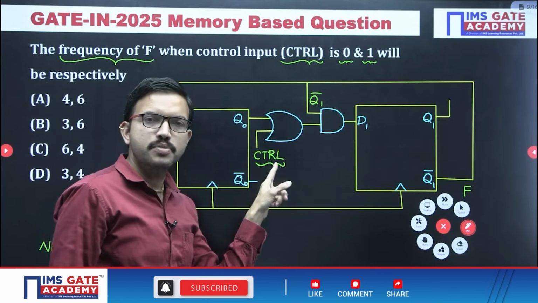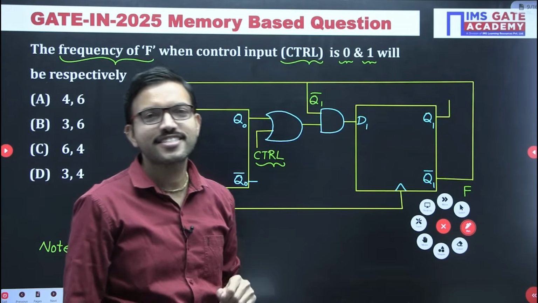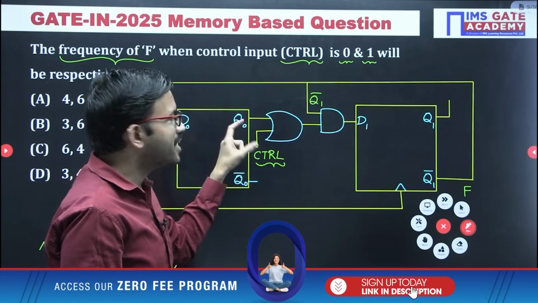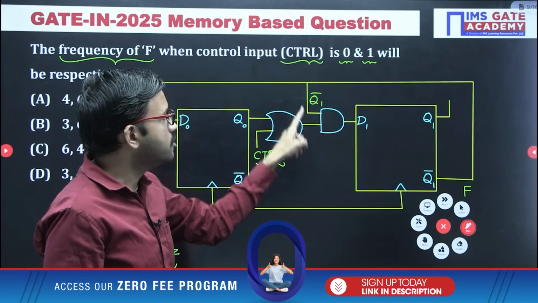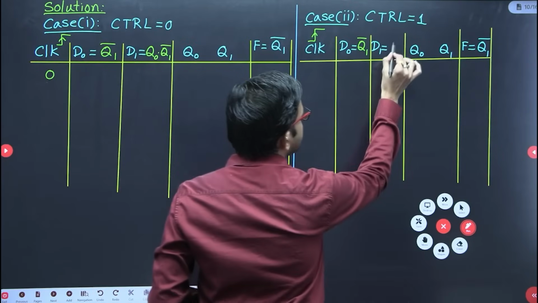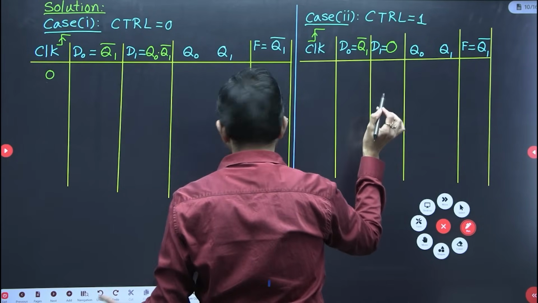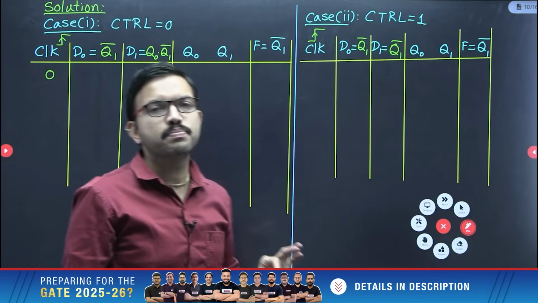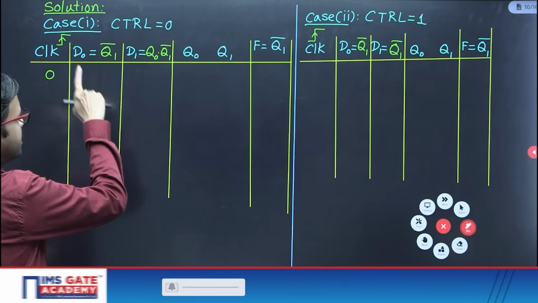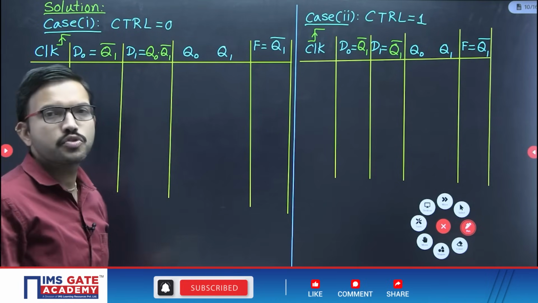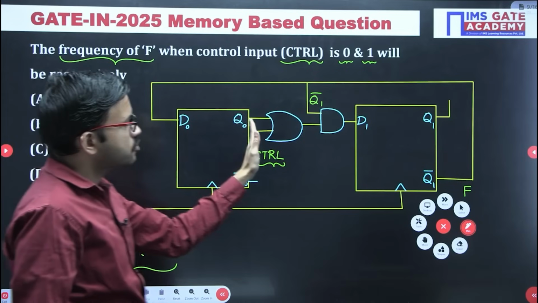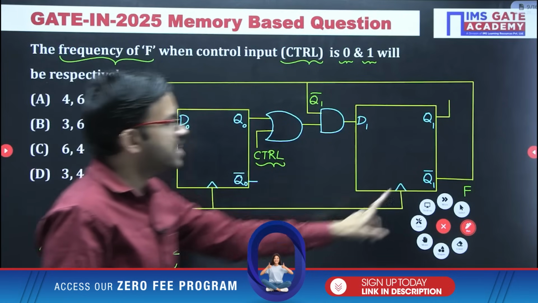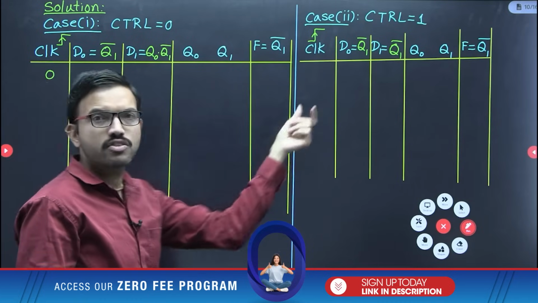The moment you are having control input is 1, what is the output of OR gate? I hope all of you can answer easily. Yes, 1 plus anything is 1, logical. Whether Q naught value 0 or 1, irrespective of that, 1 plus anything is 1. So that means you are getting 1 into Q1 bar is nothing but Q1 bar. So in this second case, D0, D1 both are same inputs only, Q1 bar. Whereas in the first case, D0 is same Q1 bar, but D1 is Q0 into Q1 bar. Now for the first flip-flop output is Q0, second flip-flop output is Q1. Accordingly I have represented, and as per the given question, F is nothing but Q1 bar. Just for reference, we have mentioned F equal to Q1 bar.